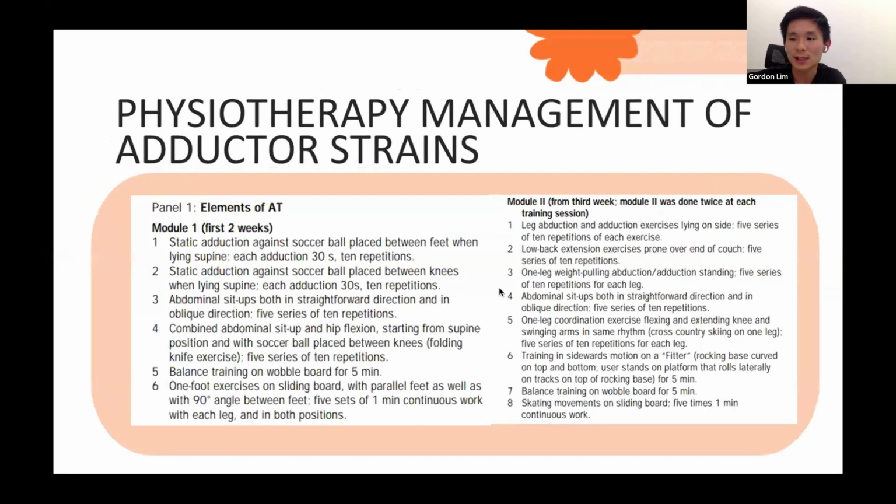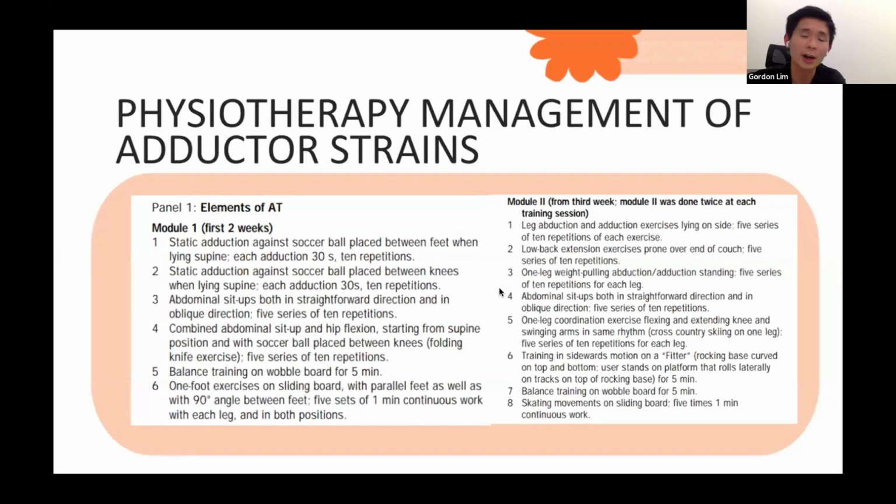So these are some of the exercises in the active training group. Module 1 on the left was performed for the first 2 weeks, followed by module 2 from the 3rd week onwards. We can consider using these guidelines as rehabilitation for patients with adductor-related injuries. However, despite these studies being done, the re-injury rate for adductor-related injuries remain high. So what else could be done, right?